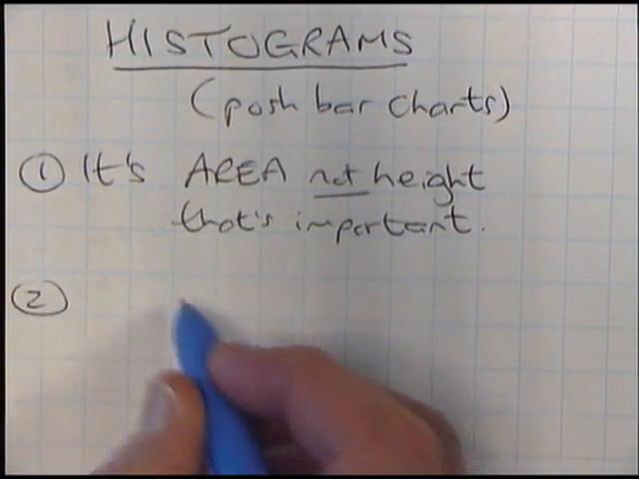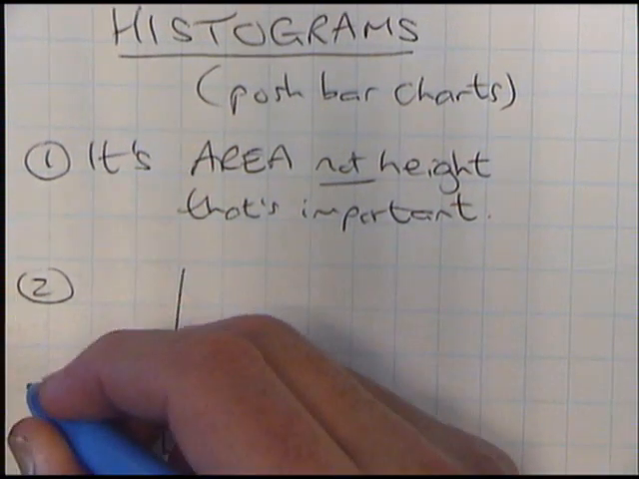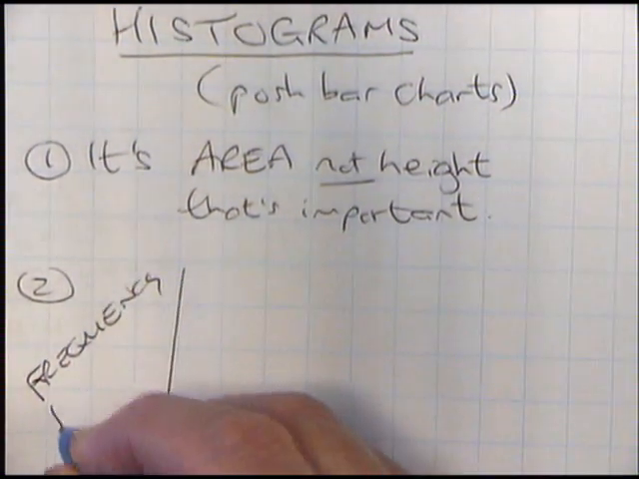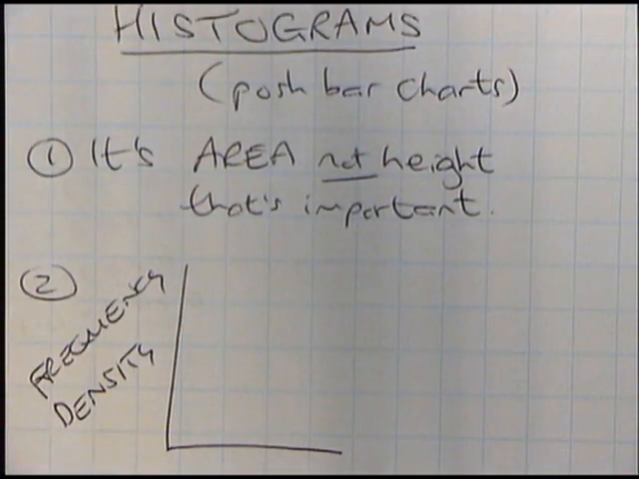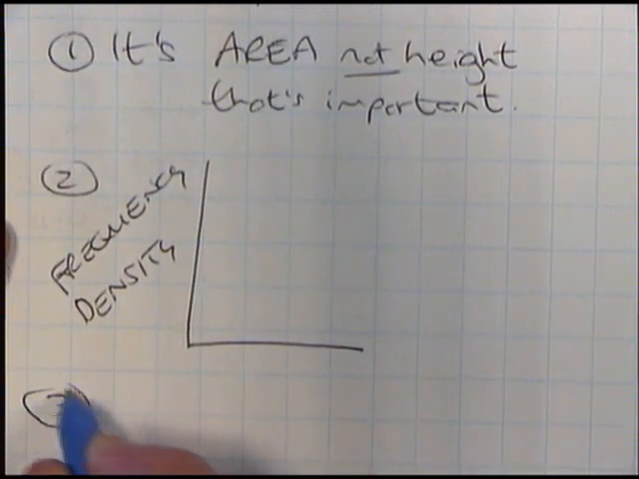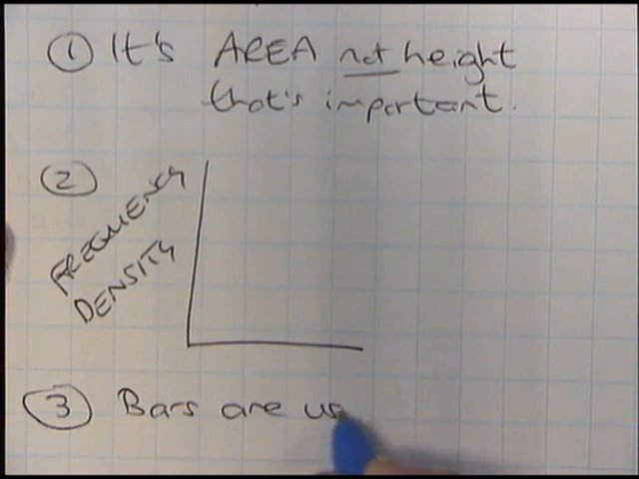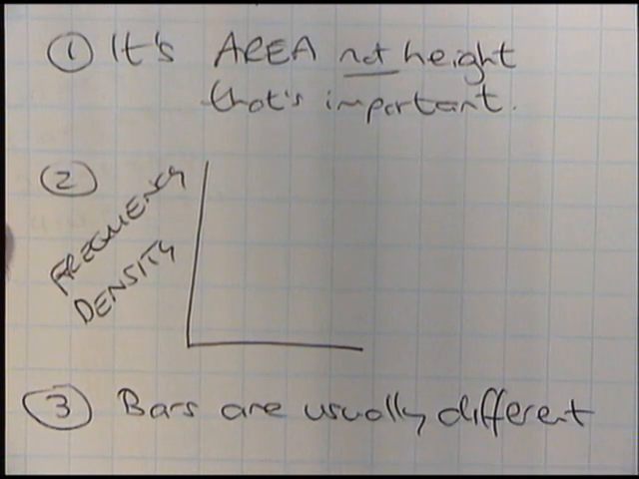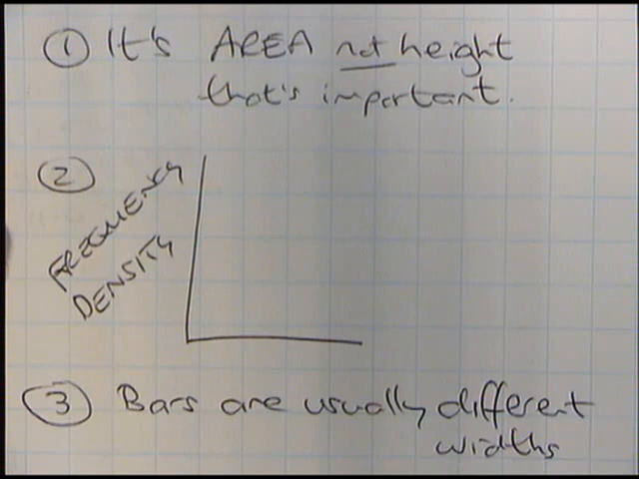Number two, if we just do a sketch of a histogram, this side here is always labelled frequency density. So if you can just do this sketch and just label that frequency density. And the third point we will have is the bars are usually different widths. If your teacher wants to pause that to give you a chance to write those 3 points down, they can do.